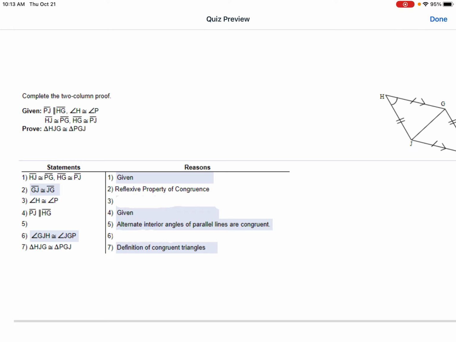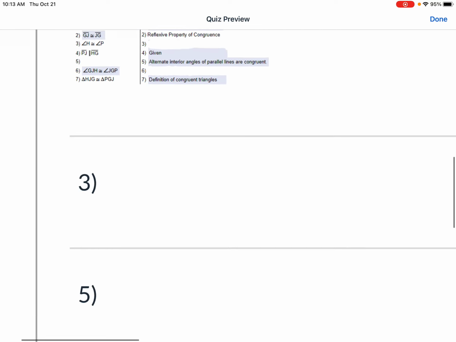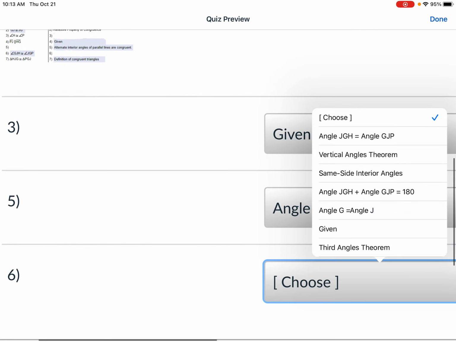By the time we get to number 6, the reason we can conclude that the third angle, GJH and JGP, is congruent is this: we already had two of the angles, because one of them was given and one of them was alternate interior. The reason we can get the third angle is the theorem that is named after it. It is the third angles theorem.